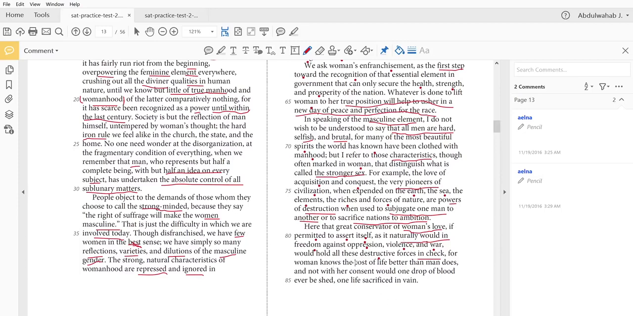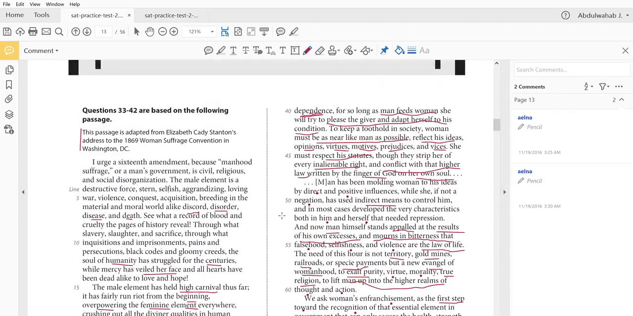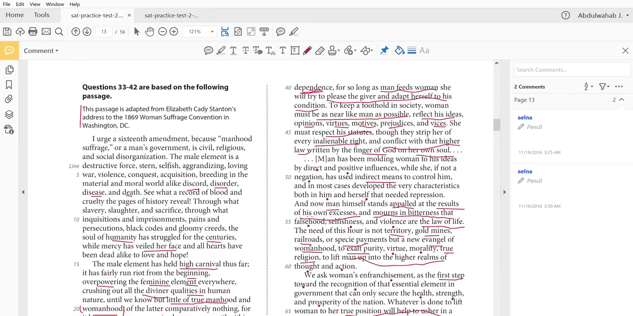For woman knows the cost of life better than man does. And not with her consent, not with her approval, would one drop of blood ever be shed, or one life sacrificed in vain for nothing.